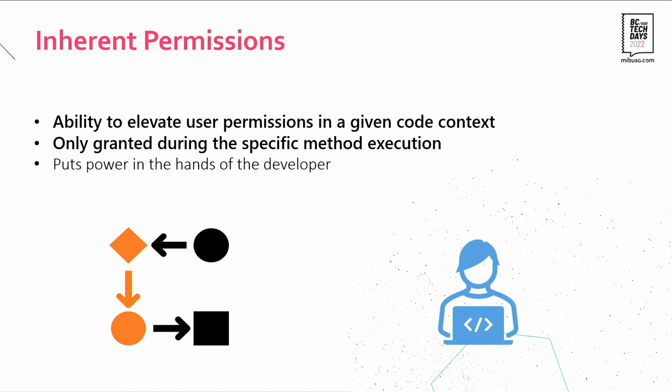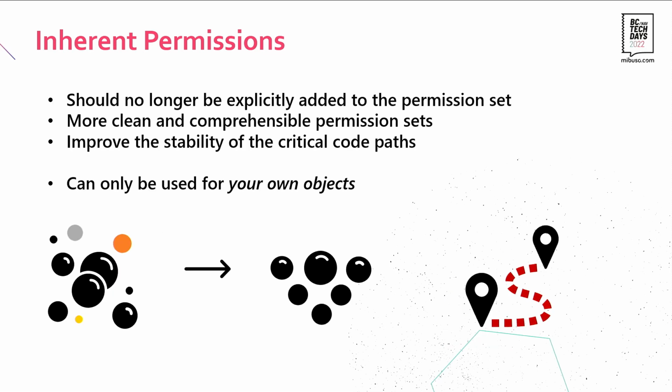This is inherent permission, which is an ability to elevate user permissions in this particular scope, actually within this particular method. If you do that, then it is granted during the specific method execution, and you no longer need to add this permission to the permission set. This allows us to get more clean and comprehensible permission sets because all of these odd permissions can now be removed.